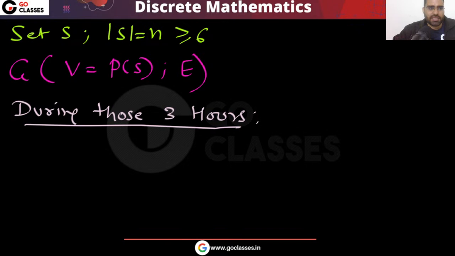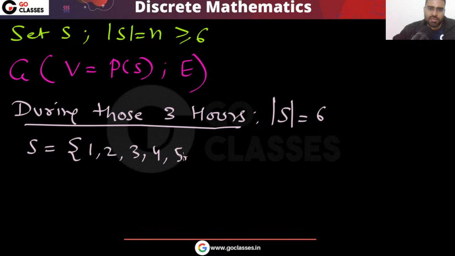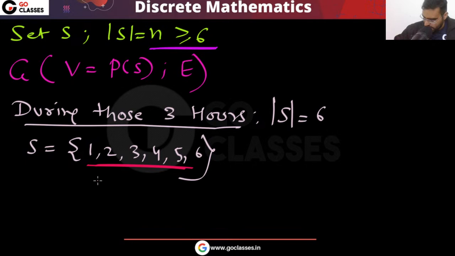What you can do? You can just take S cardinality equal to 6. You can take S equal to 1, 2, 3, 4, 5, 6. The question is saying N is greater than or equal to 6, so it should work for N equal to 6. So you can take S equal to this.